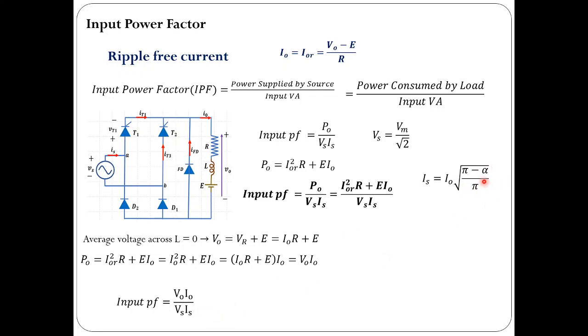So you can substitute these values in this equation, and we know V naught is equal to Vm by pi into 1 plus cos alpha. Substitute that. Vs is equal to Vm by root 2. I naught is, and Is is equal to I naught into pi minus alpha by pi. So substitute all of them and simplify further, you get the exact value of input power factor.